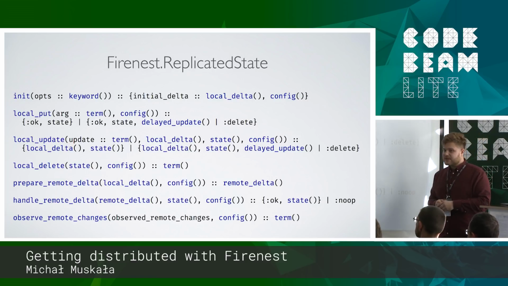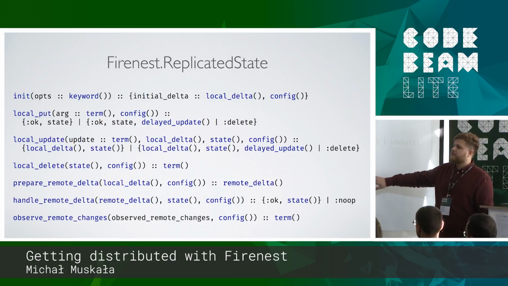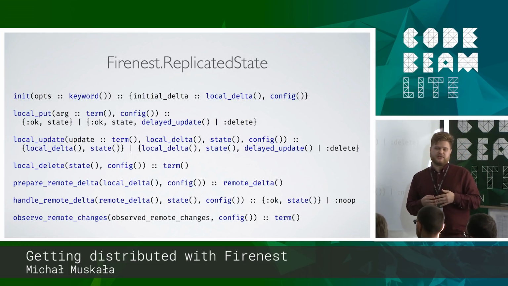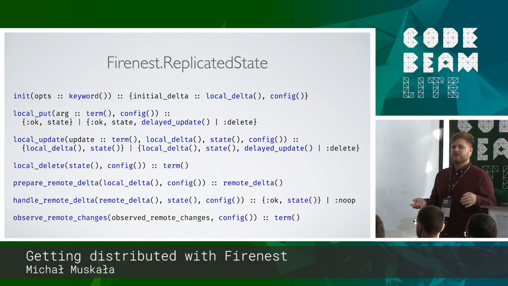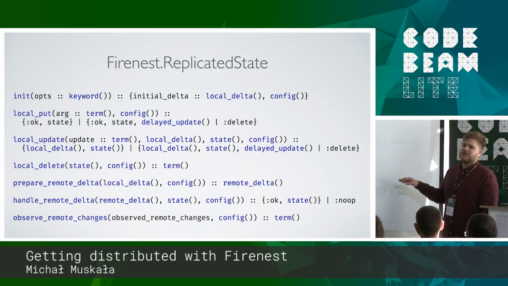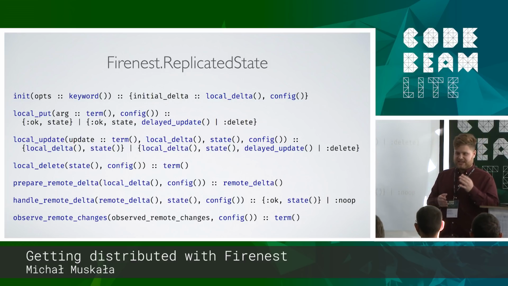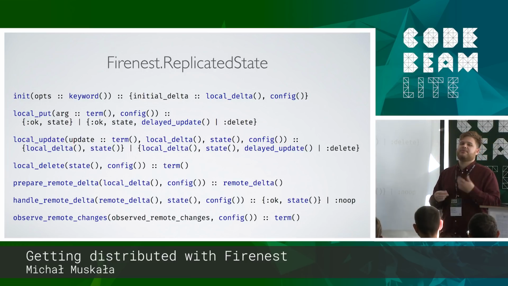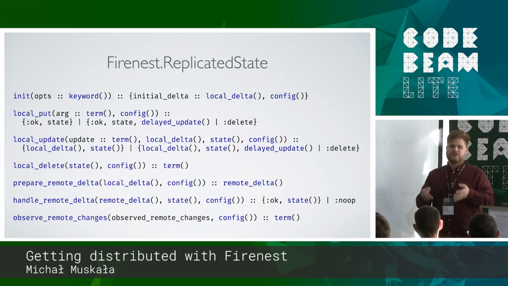Then you have the callback that prepares the remote delta. It takes the local delta that you are building and prepares it for broadcasting to other nodes. In most setups, this step probably won't be necessary, but in case you maintain some additional state in the delta and want to strip it before sending, that's the place to do it. Then when you send this remote delta to a remote process, we have the handle remote delta function that applies the changes from the remote node to the local state.